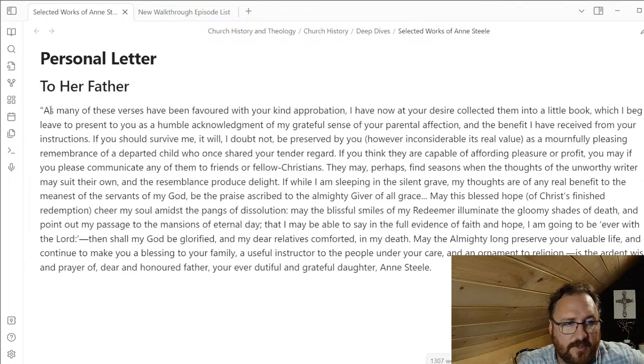May this blessed hope of Christ's finished redemption cheer my soul amidst the pangs of dissolution. May the blissful smiles of my Redeemer illuminate the gloomy shades of death and point out my passage to the mansions of eternal day, that I may be able to say in the full evidence of faith and hope, I am going to be ever with the Lord. Then shall my God be glorified and my dear relatives comforted in my death. May the Almighty long preserve your valuable life and continue to make you a blessing to your family, a useful instructor to the people under your care, and an ornament of religion, is the ardent wish and prayer of dear and honored father, your ever dutiful and grateful daughter, Anne Steele.